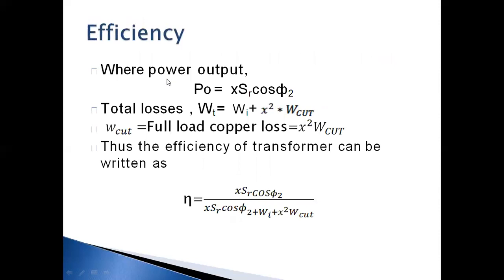So let us take a power output P0 equal to x into S suffix r cos phi 2, where S suffix r stands for VI, the voltage into current at the secondary side, that we have already seen as V2 I2. Where x is generally known as the fraction, or in other words, the times of the full load for which the efficiency becomes maximum. That is the portion of the full load for which the efficiency becomes maximum.